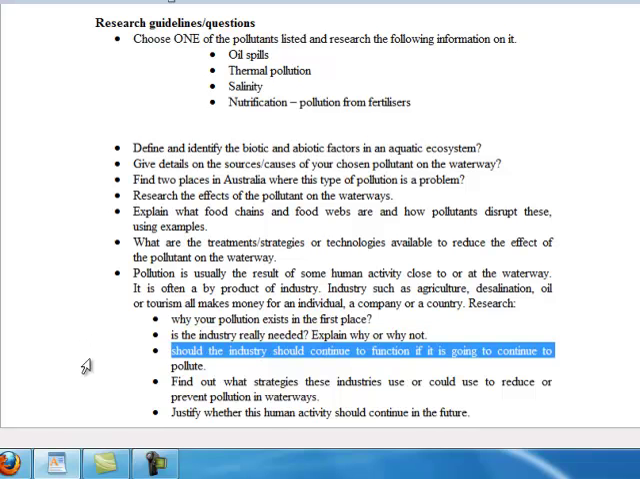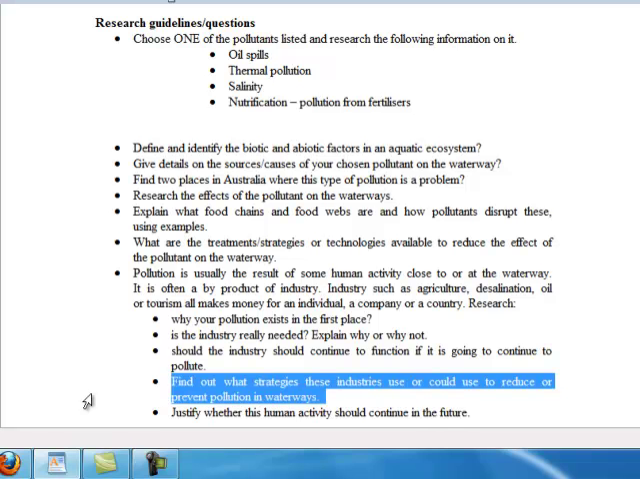Should it continue to function if it is going to continue to pollute? Well, yes, we would say yes. Usually tourism should continue to function, and yeah, we are going to have more litter, but we've got to have some strategies that can actually manage that problem. So the next stage is to find out what strategies these industries use or could use to reduce or prevent the pollution in the waterways.